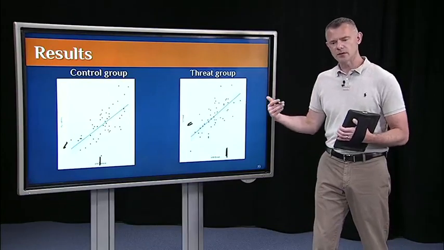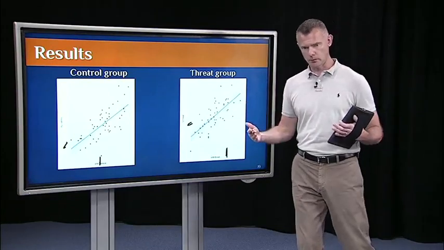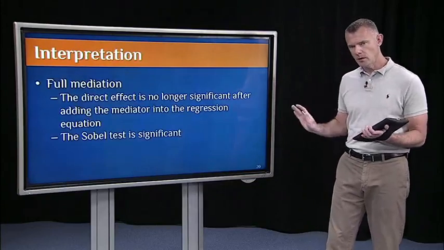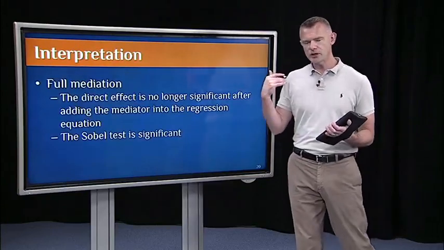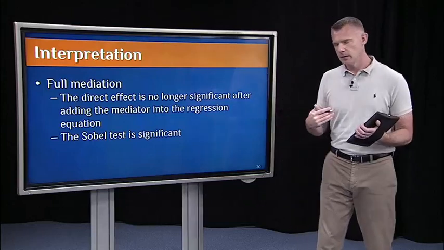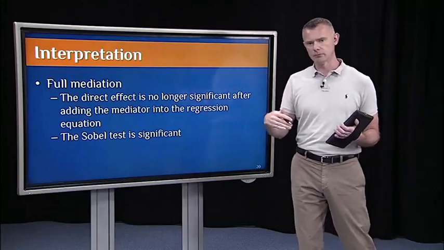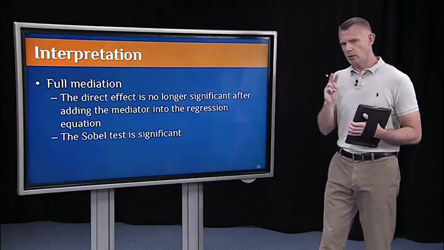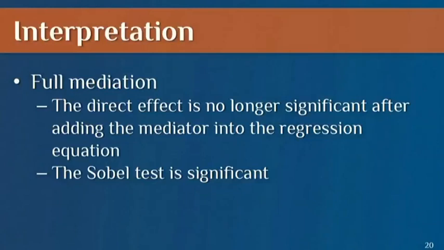The point of this was to say what accounts for the relationship between threat and IQ. So to wrap up, the interpretation of that analysis is full mediation. Why full, not partial, not no mediation? Well, two main reasons. One, the direct effect, the effect of X on Y, went from being significant and strong to being non-significant after we added in the mediator.